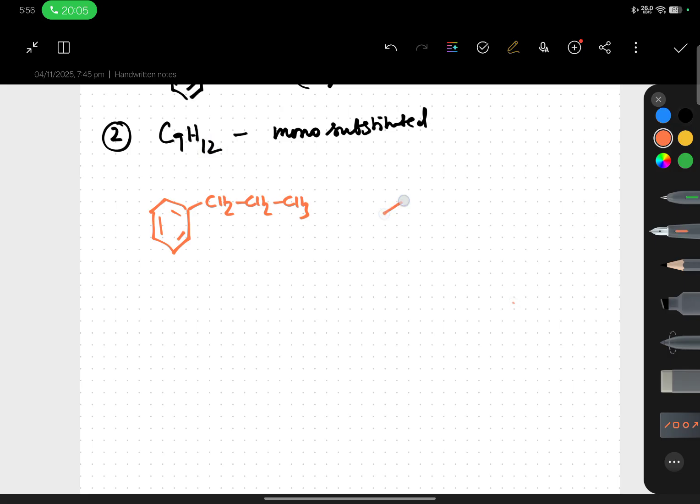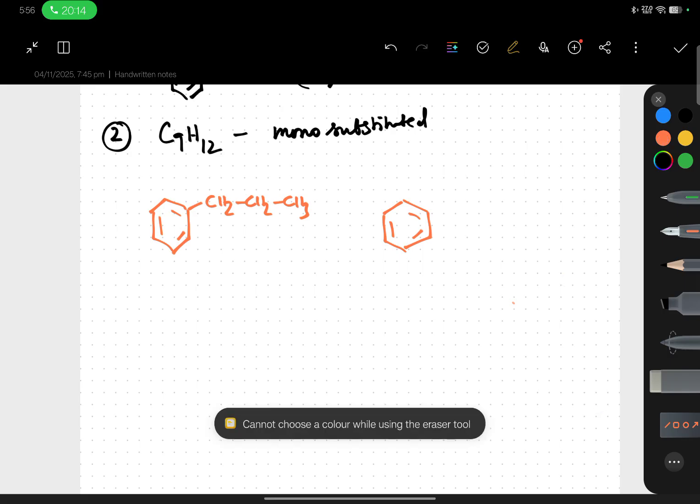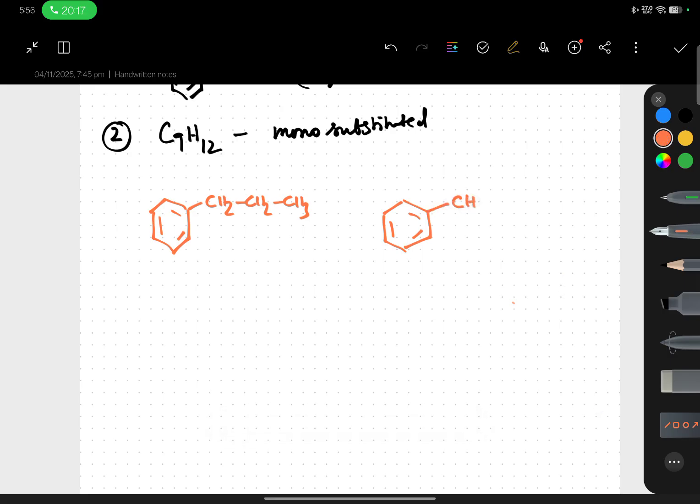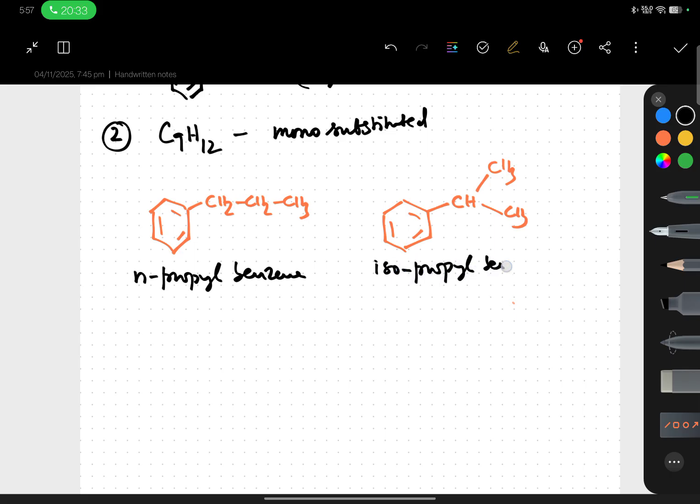Similarly, what is the other isomer possible? Same benzene ring. If I write it in bond line, I think you may not understand, so let me expand and write. So there are only two possible isomers. This is called N-propyl benzene. This is isopropyl benzene. This isopropyl benzene is also called cumene.